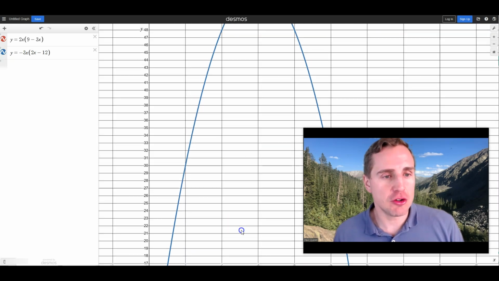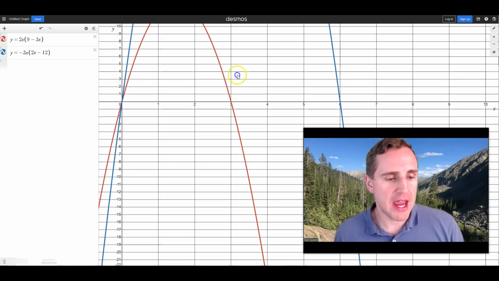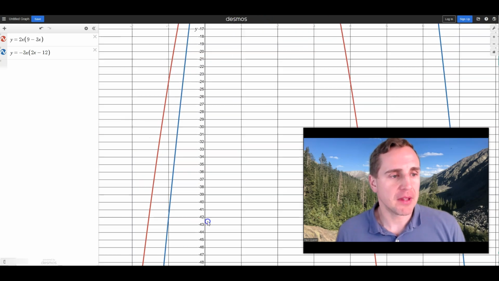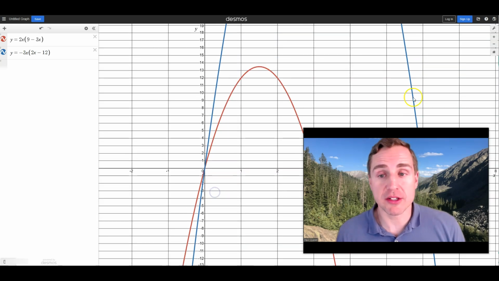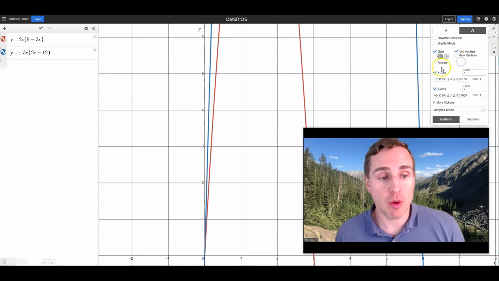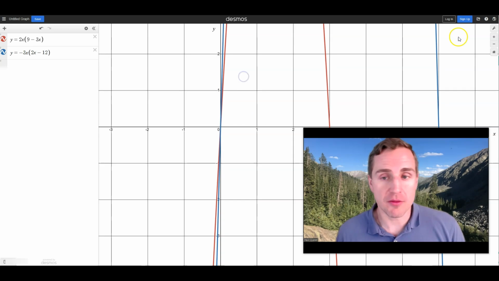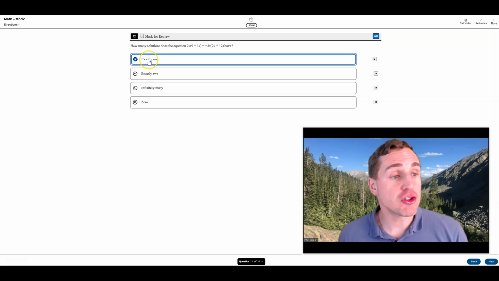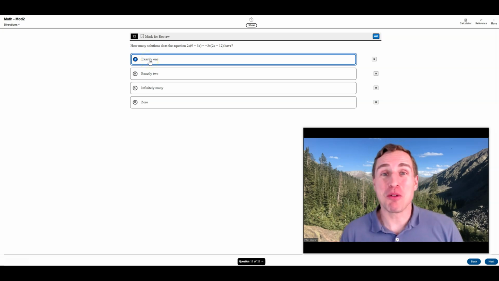And let's look at these two parabolas. Do they intersect anywhere else? It does not look like it. All right, so I think there's literally just one solution. I'm going to click back on zoom square, so that way it's good zooming for Desmos for other. So this question is exactly one solution. I think we will move on.